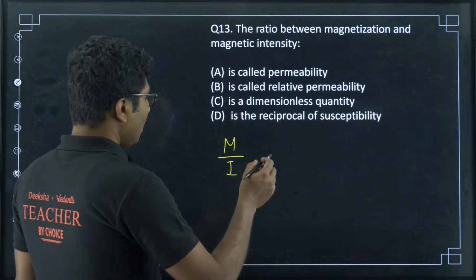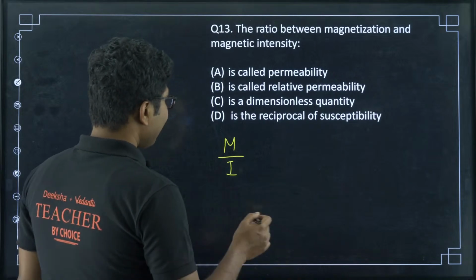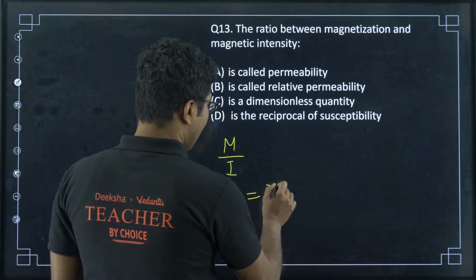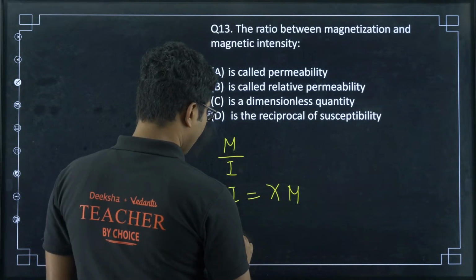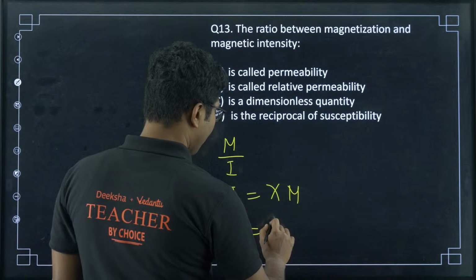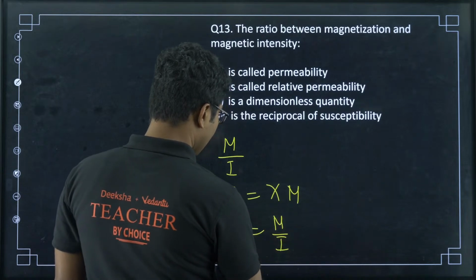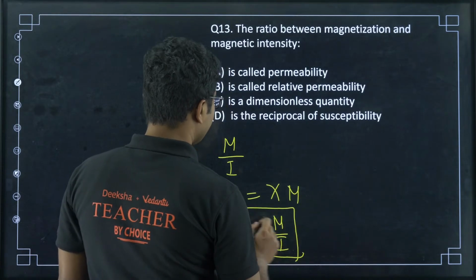So, if I remember correctly, I is equal to chi into m. So m by I will be 1 by chi, if I remember it correctly. So this will be the correct answer.